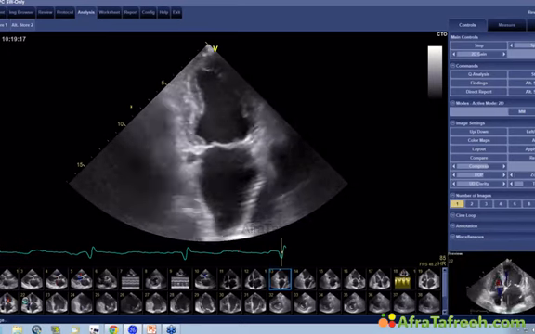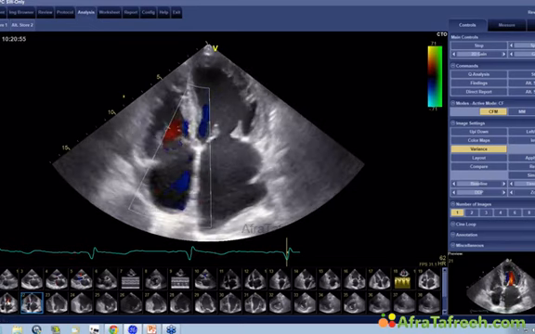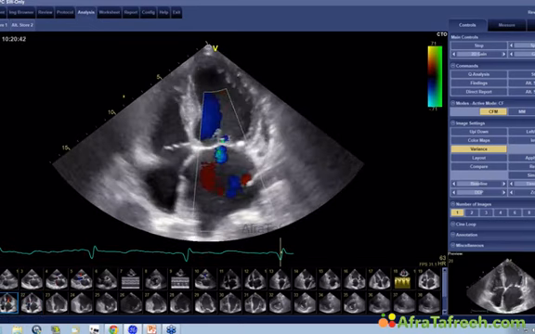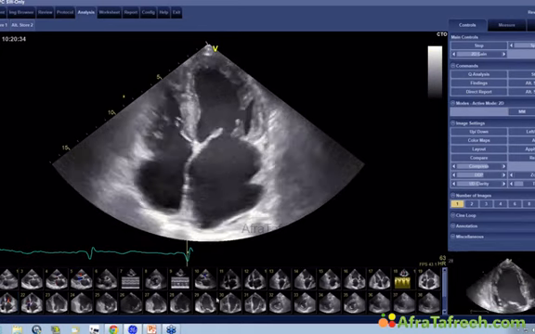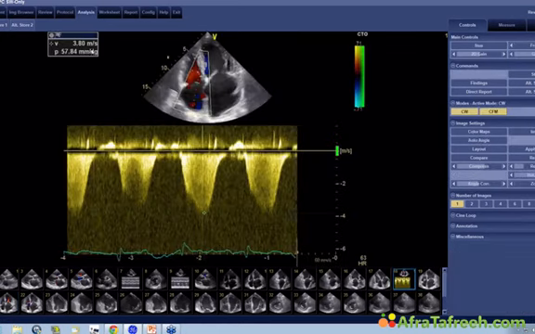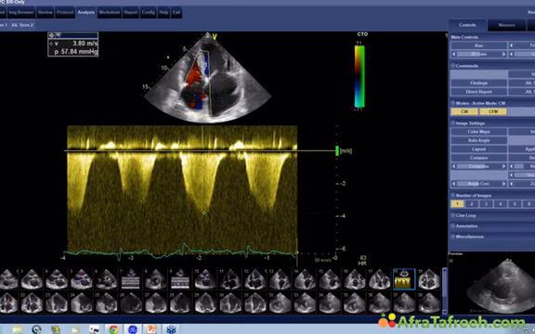And then look at the tricuspid valve. Try to find out how high the pulmonary pressure is. In this case, 3.8, which fits the poor left ventricular function and her symptoms.